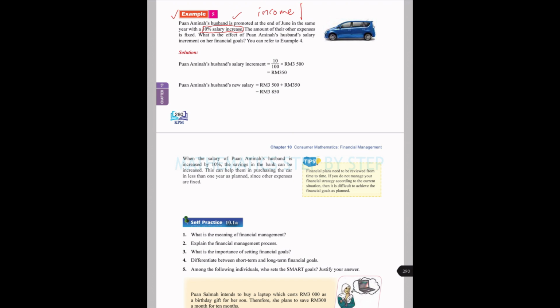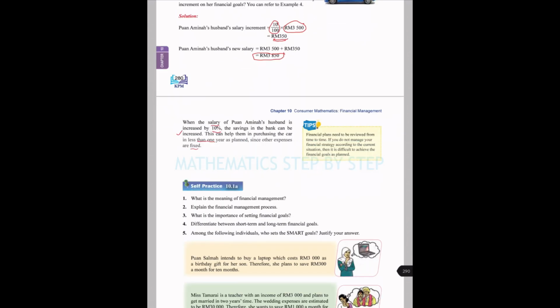So previously, we know Puan Aminah's husband is having an income of 3,500. So increased by 10%. So now his salary is increased by 350. So this is the new salary of Puan Aminah's husband, okay? 3,850. So when the salary of Puan Aminah's husband is increased by 10%, the savings in the bank can be increased. This can help them in purchasing the car in less than 1 year as planned, since other expenses are fixed, okay?